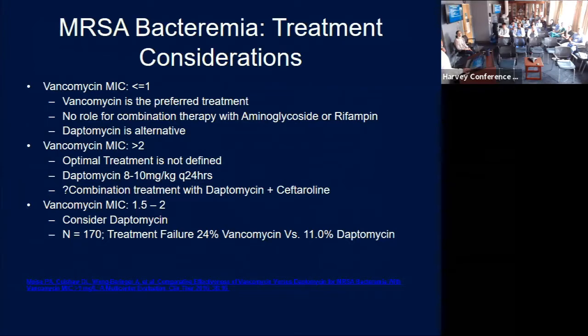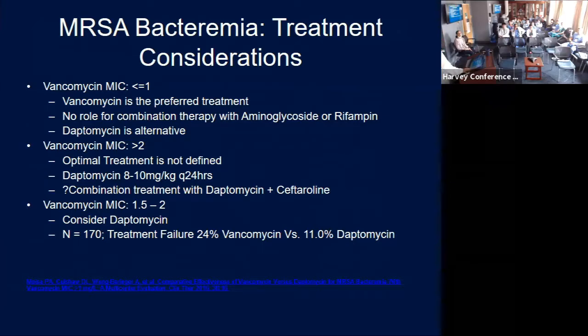Now, what happens if you wind up seeing somebody with a MIC that's higher than that? Our pharmacists will check it. But even you as a clinician, when you have MRSA in the blood, always make sure that the MIC is less than or equal to 1, okay? Just make sure you do that. If it's greater than that, probably the paradigm shift is really now to use daptomycin, okay? And dose daptomycin at about anywhere from 6 to 8 mg per kg, Q24 hours.